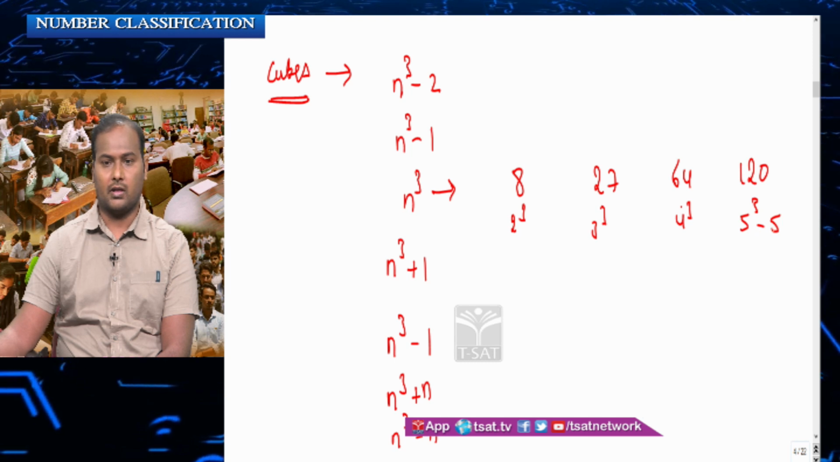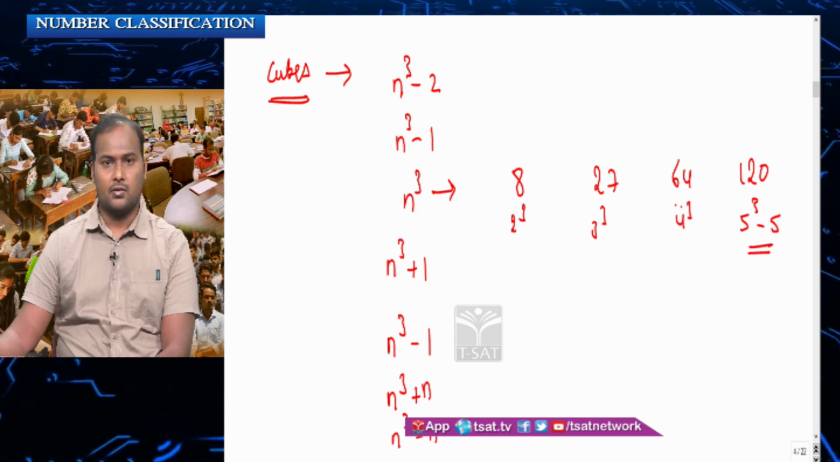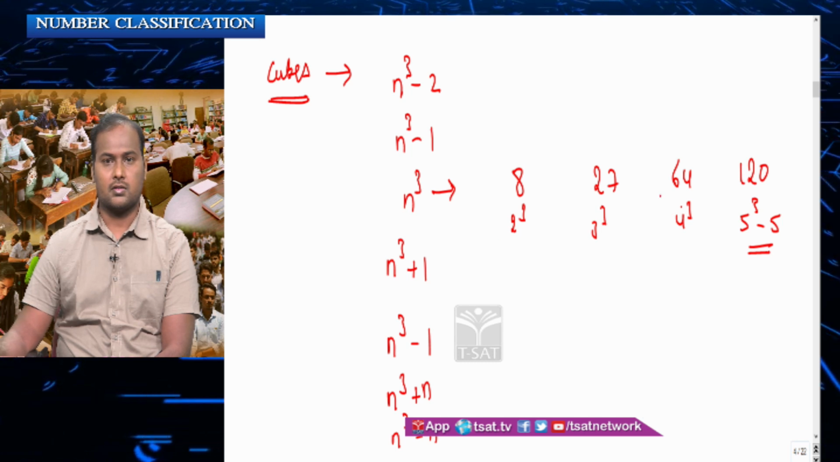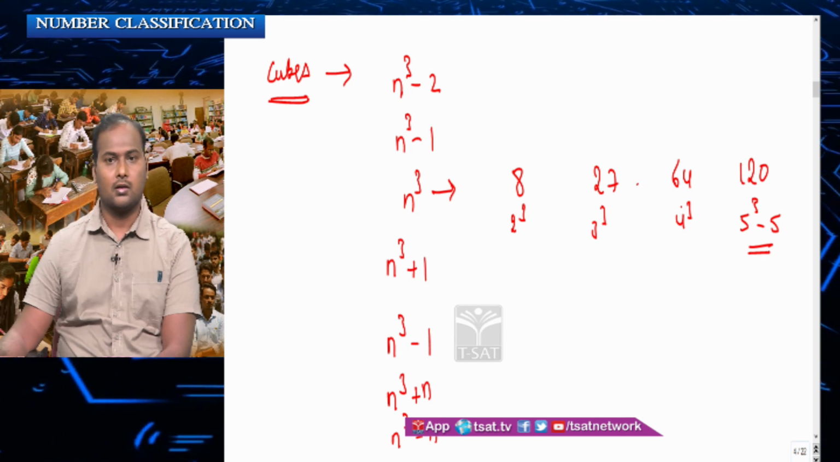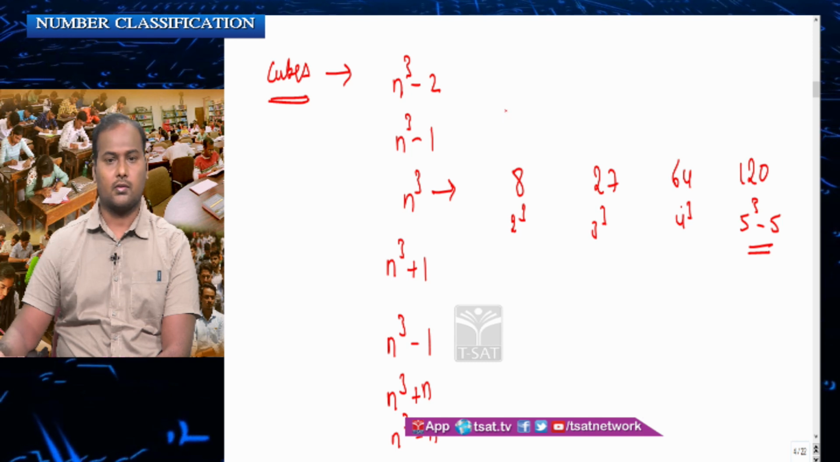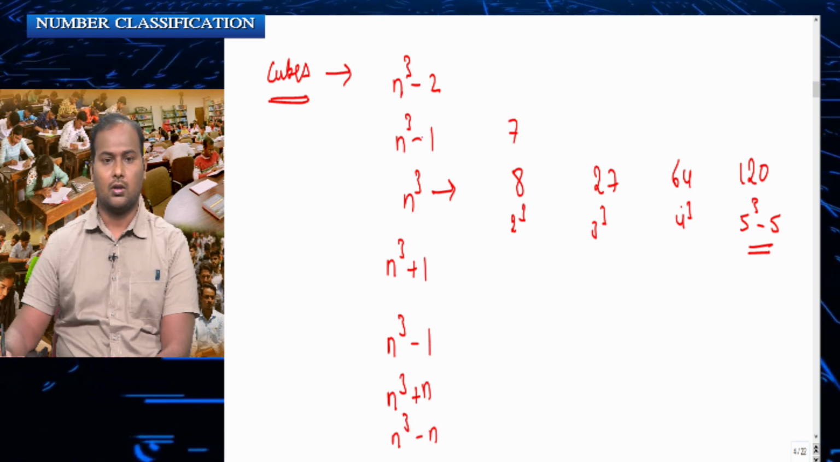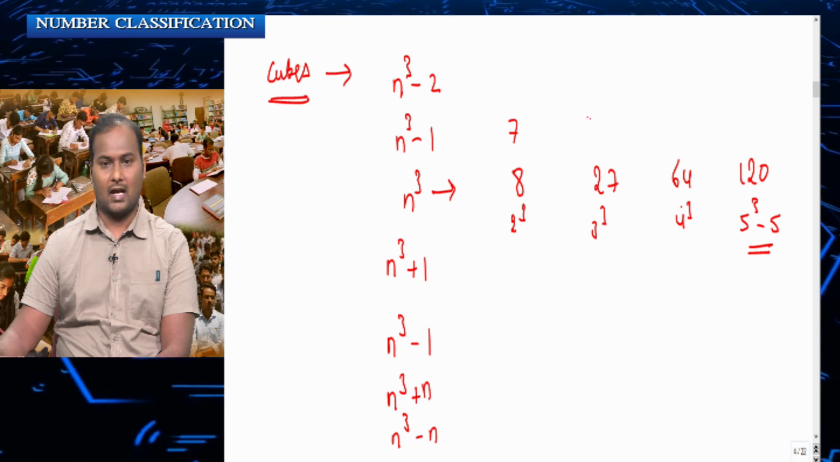This is n cube minus n format, this one. But you see, the remaining ones are all directly given as cubes. So the common character for all these numbers is cubes. Based on this you are classifying it. So in the exam, or in your notes, you just write like this: n cube minus 1. The value is near to n cube minus 1 as well.